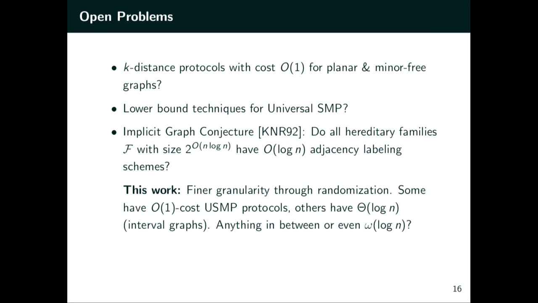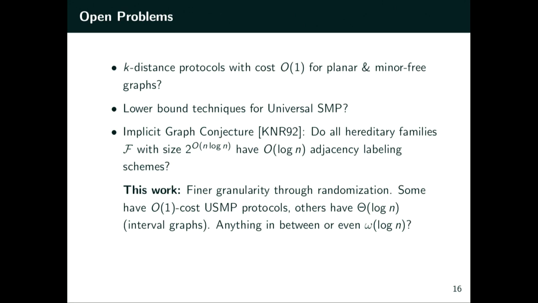So they're all the same in the sense that log n is the optimal that you can get. But in the randomized case, when we introduce this universal model, many of these things, like planar graphs or trees, get constant cost protocols, while others, like universal graphs, get log n size protocols. So there's more of a separation here. Some of these are constant, some of them are log n. Is there anything in between? I don't know. Or even is there anything larger?